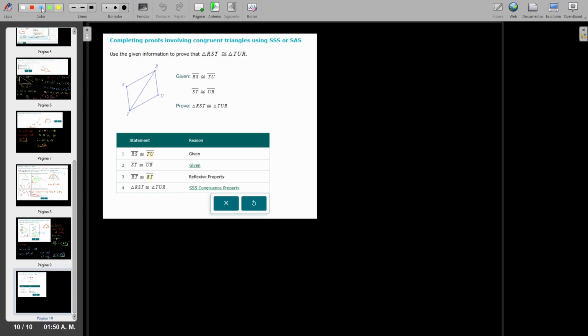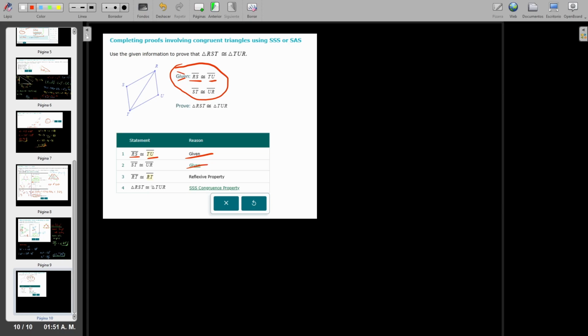This is going to be really easy, as it is very straightforward. They're giving us two statements. We need to put the first statement here. RS is congruent to the segment TU, so we write here the TU. Why? Because it is given to us here. They say it is given. So the segment ST is the same as the segment UR, okay? Why? Because they have given it to us.